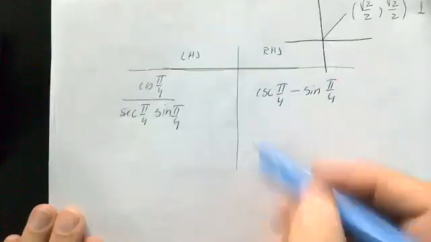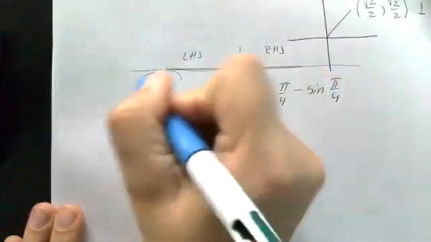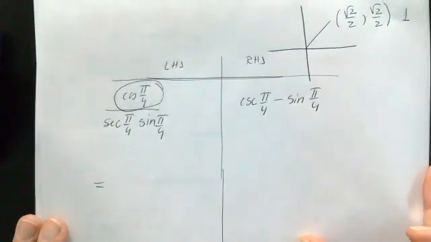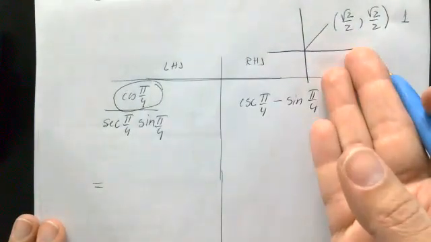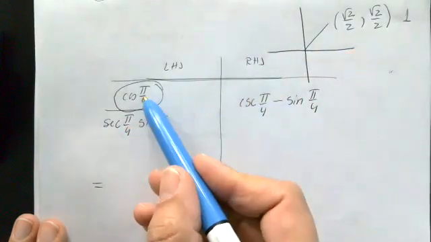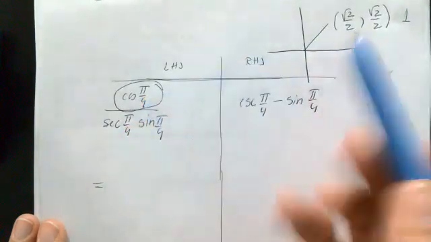Okay, so let's start on the left. Each of them has to be evaluated. The first one, cosine of pi over 4. We already have our unit circle values in front of us, so we can just plug in. What's cosine of pi over 4? Square root of 2 over 2.